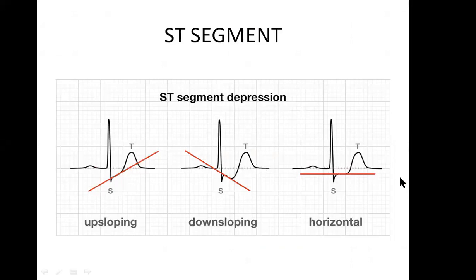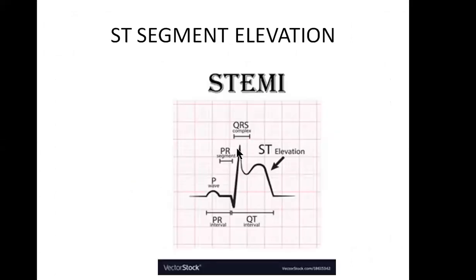And these are different types of ST segment depression: up sloping, down sloping, and horizontal. But you should concentrate on the depression or elevation. This is STEMI, ST segment elevation, Q wave. This is ST segment elevation myocardial infarction.